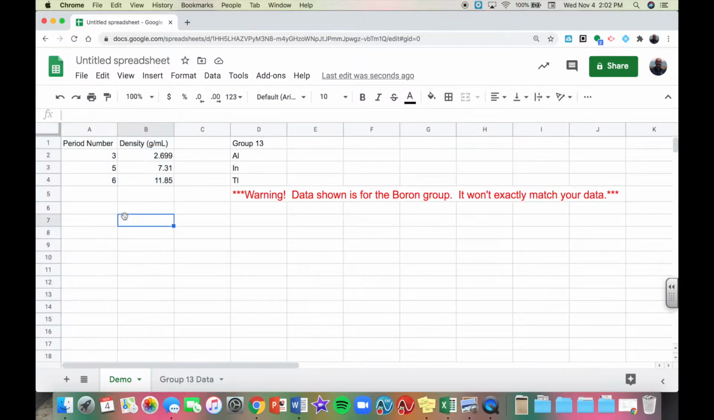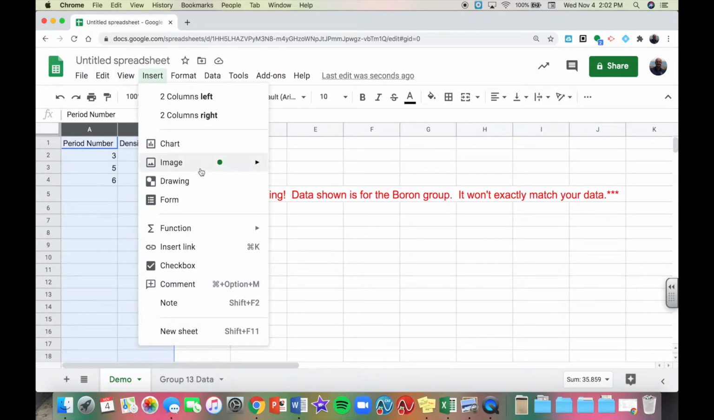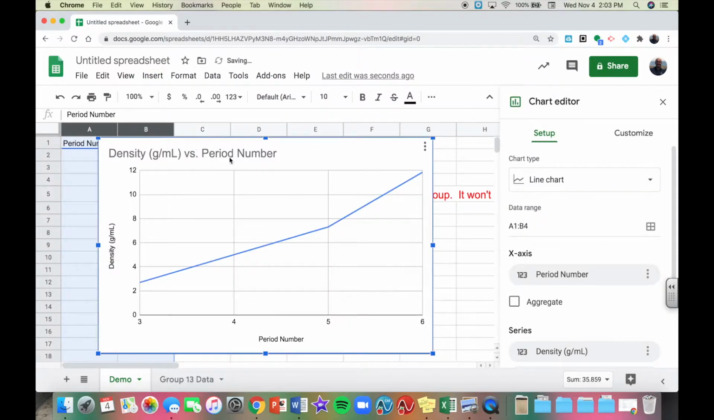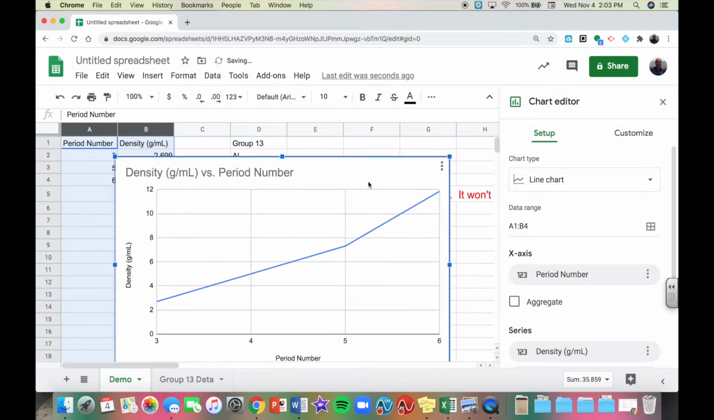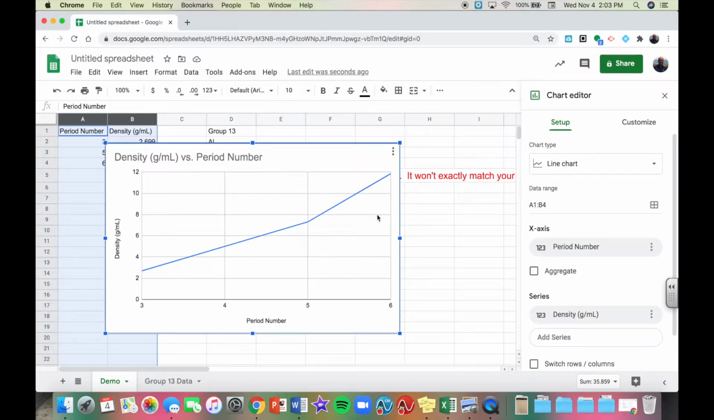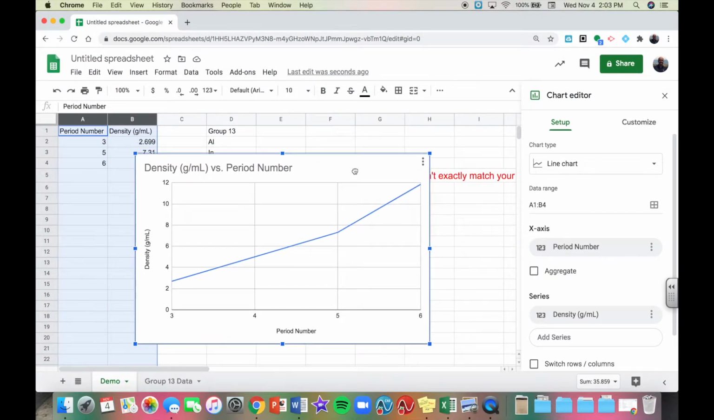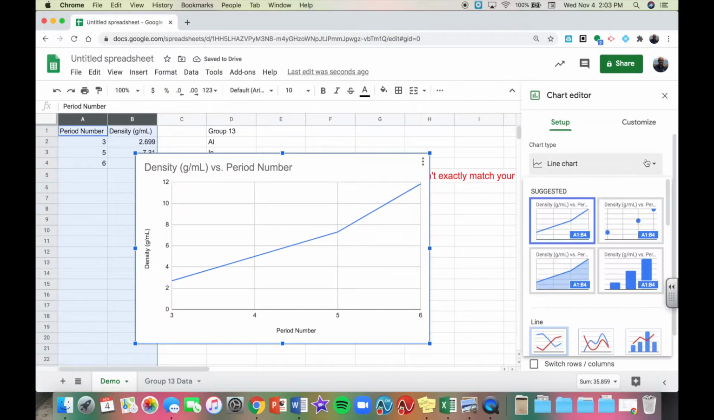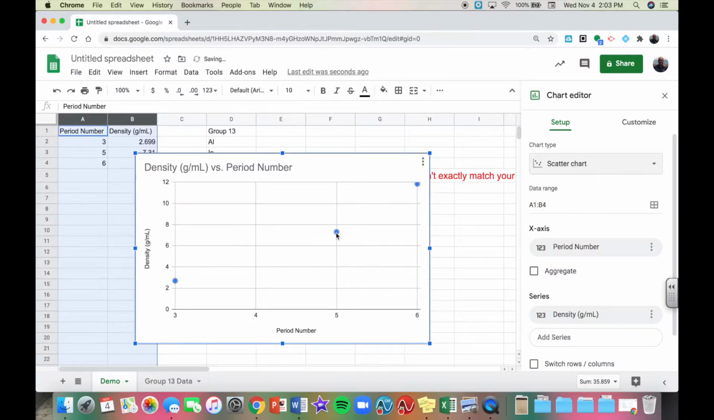So what we'll do is take cell A, hold down the shift button, and click cell B, so that both columns are highlighted. Make sure you've highlighted both columns. That will be important in just a second. Then you will click on Insert and then Chart. It will probably give you a line chart. It may give you a scatter plot. It just depends. But we want to go over here to our chart type and change it to a scatter plot, because we just want those actual points.